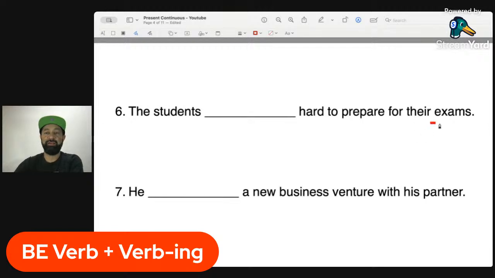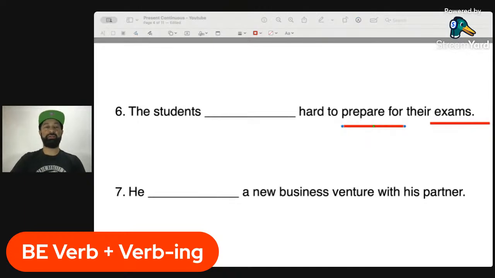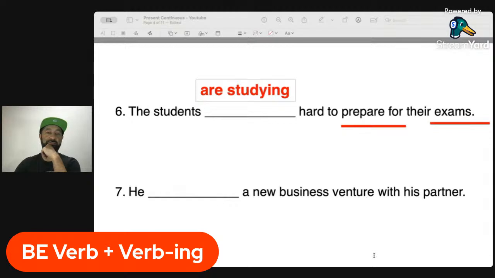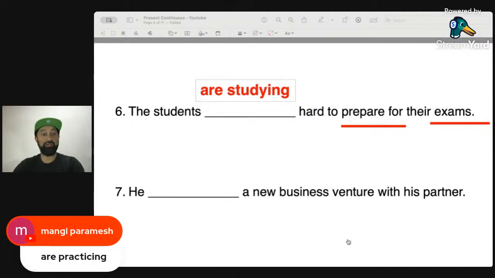All right. Whenever you have the word exam, we're talking about prepare. There's only really one answer we would say here. All right, so here, the students are studying hard to prepare for their exams. Okay, Paramesh, good. The students are practicing hard to prepare for their exams. Sure, perfect. That works. Practicing, studying, that works.